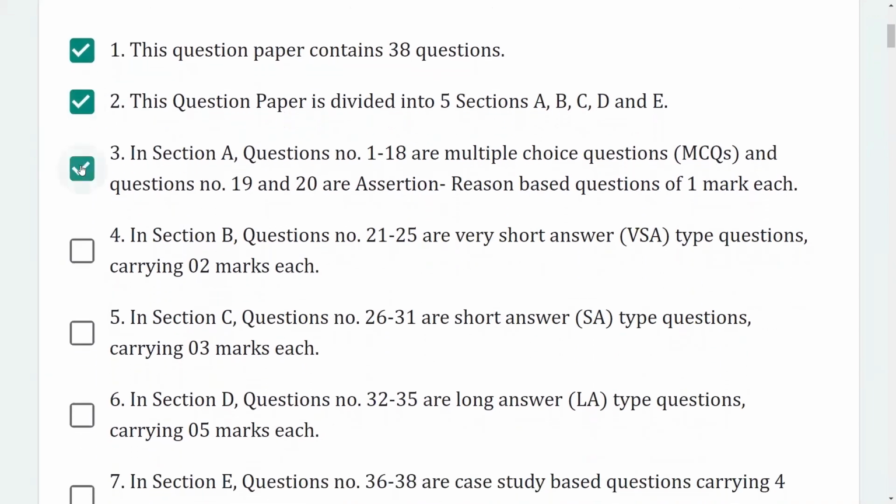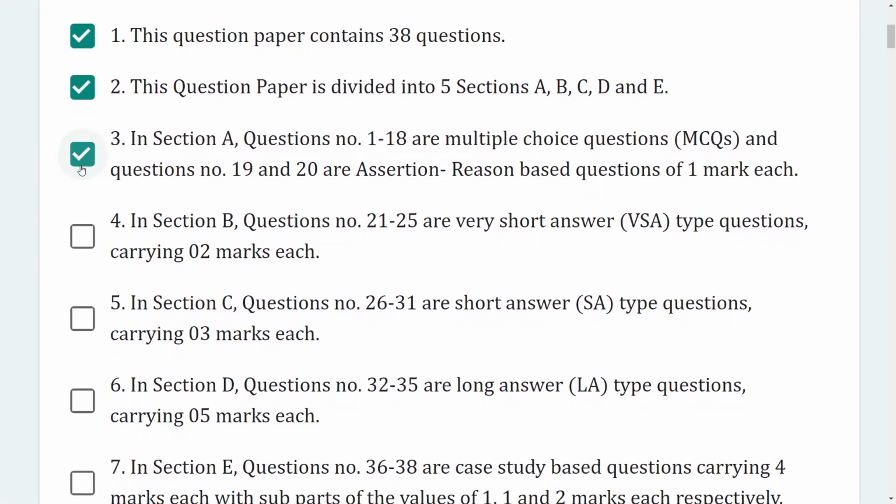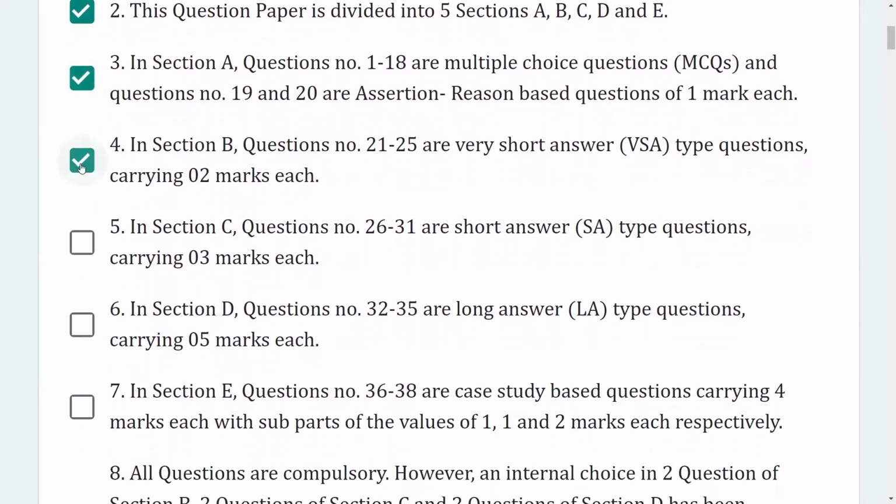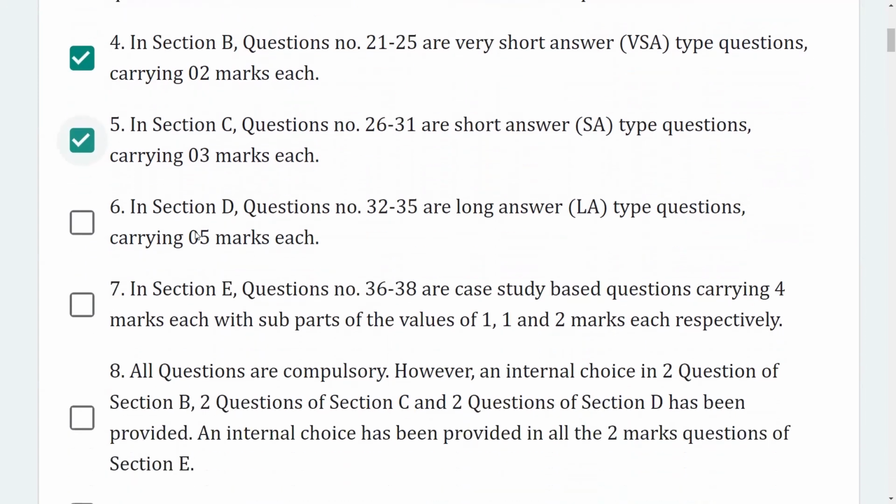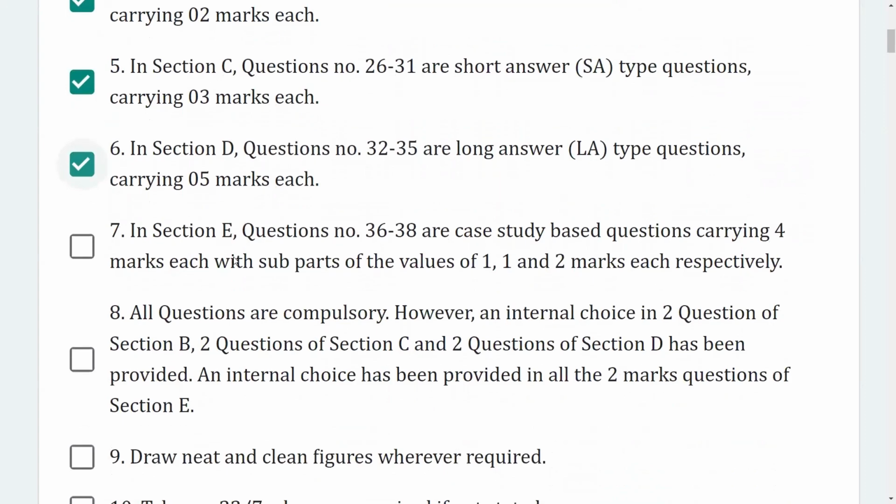The first questions, 1 to 18, are MCQs, and questions 19 and 20 are assertion and reason based, so we'll have two assertion reason based questions. Section B has questions 21 to 25, that is 5 questions of 2 marks each. Section C, from question number 26 to 31, has six 3-mark questions. Then Section D will have 4 questions of 5 marks.